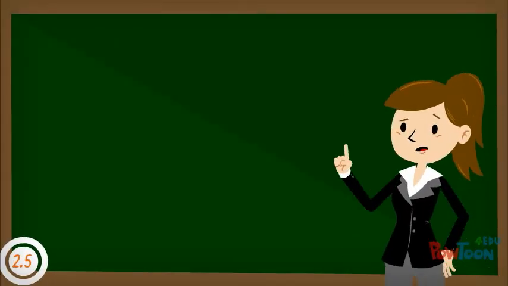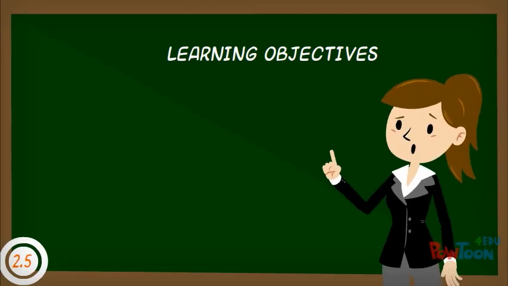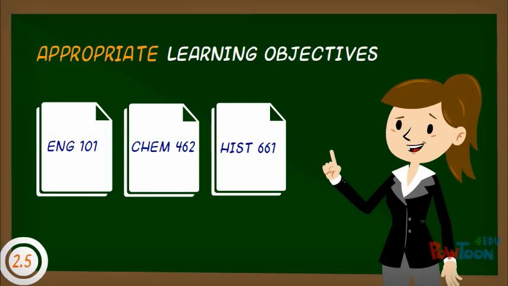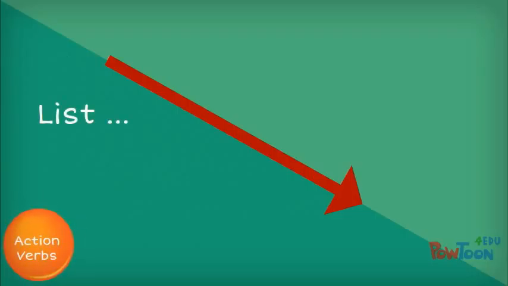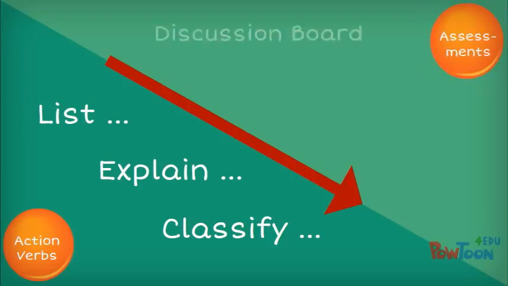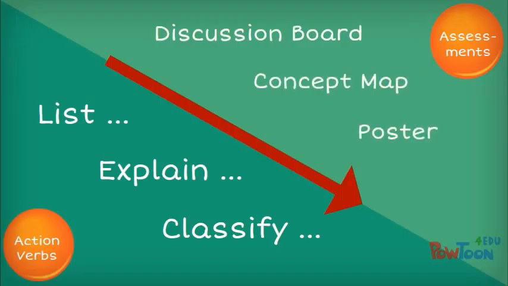2.5 says that the learning objectives or competencies are suited to the level of the course. This means that the expected learning outcomes are appropriate for the type and the level of the course. For example, a lower level course may include lower level learning objectives containing action verbs such as list, explain, or classify, which may align with assessments that require students to partake in a discussion or simulation, create a concept map or poster, or take a multiple choice true-false test.